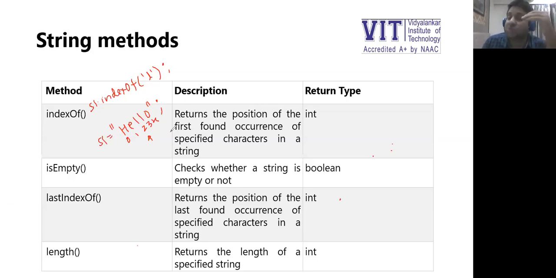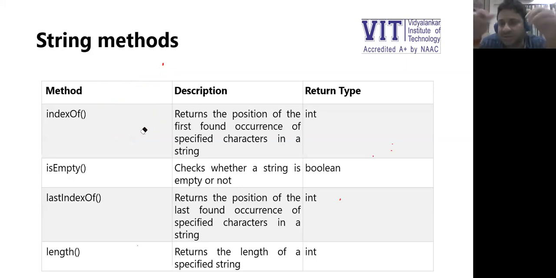And if that character is not present, suppose I say S1.indexOf('z'), it will return me -1. So if that character is not present, it will return me -1. The next is isEmpty. If my string S1 is empty and doesn't contain any character, isEmpty will return true, else it will return false.